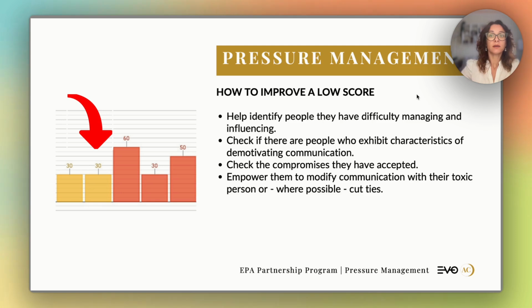Step number 1, we double check that there are people who exhibit the characteristics that we have seen earlier. So we ask them to tell us examples. We check if there are compromises that they have accepted. Yeah, I really don't want to go, but I go see my mother-in-law every Sunday for lunch. I walk away from that lunch exhausted and depleted, but we have to go.